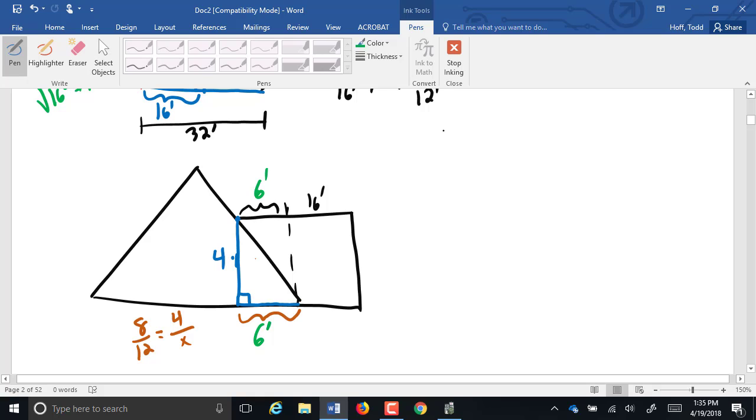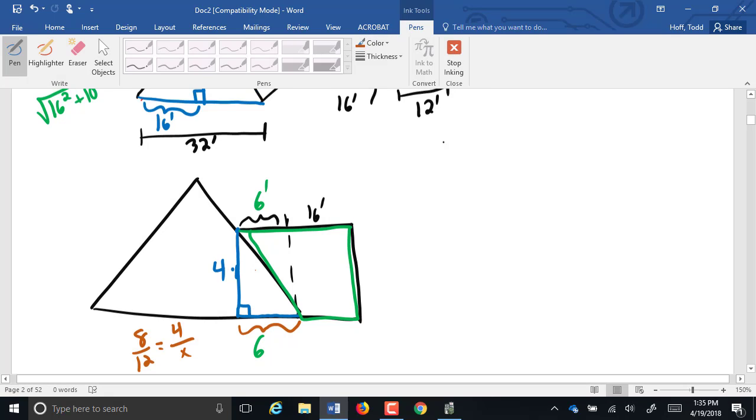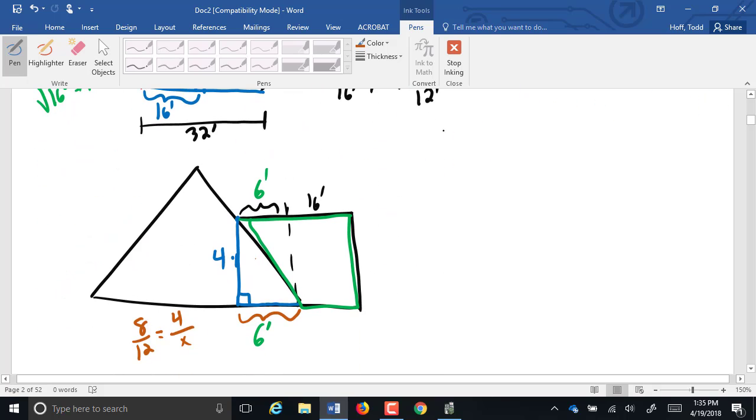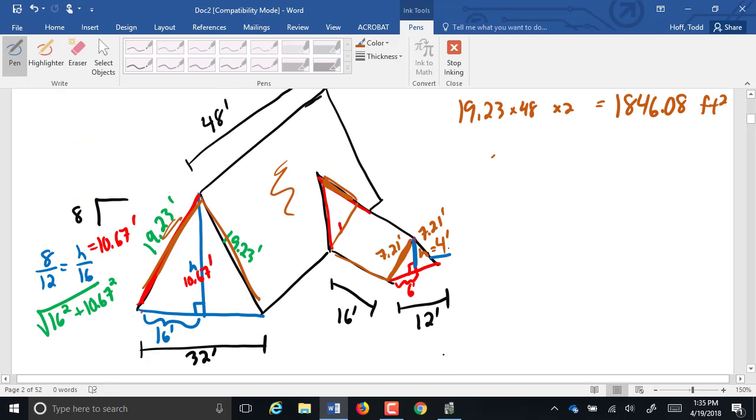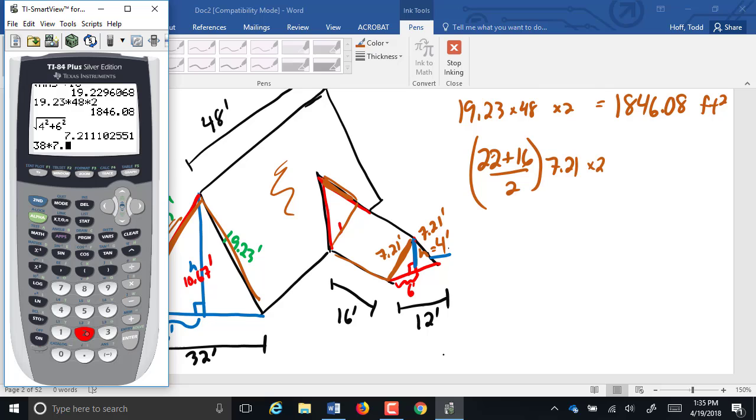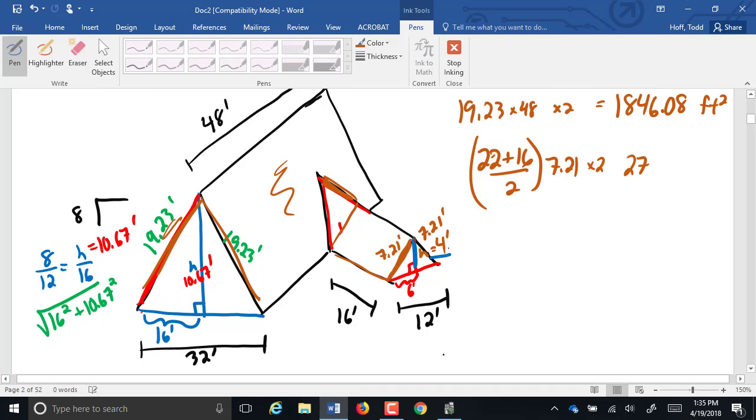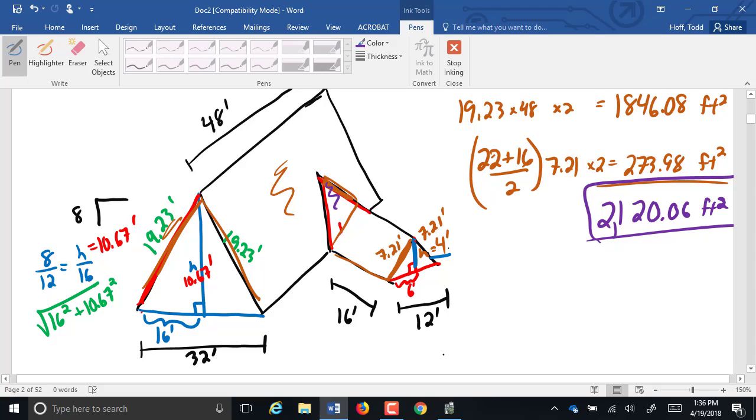Does that make sense? So that dormer area is a trapezoid. We have 22 for one base and 16 for the other. So that's 22 plus 16 over 2 times that slope of 7.21. Remember, for a trapezoid, it's the average of the bases times the height. Now there's 2 of them, so that's going to be times 2 as well. Giving us 273.98 square feet. Now we add that all up. We get 2120.06. But we still need to subtract out this triangle in here, right?